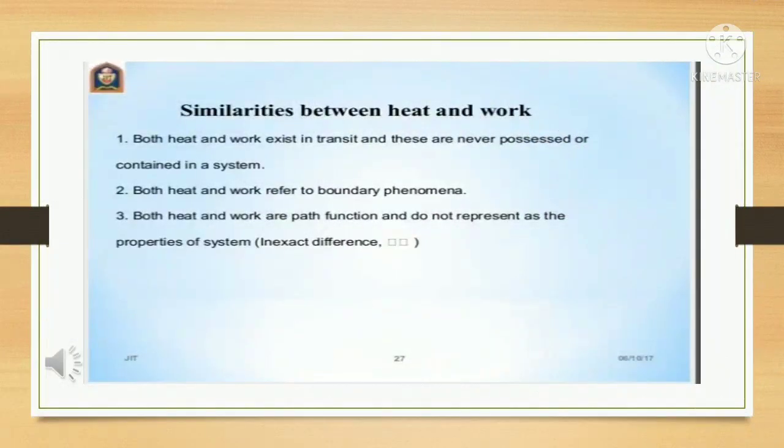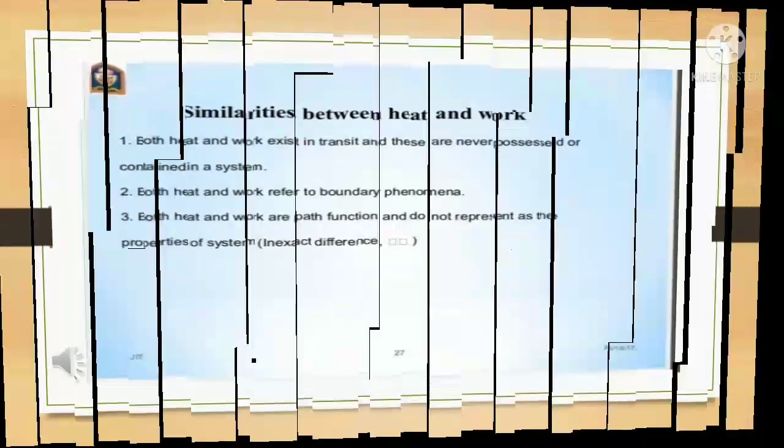Now the similarity between heat and work. Both heat and work exist in transit and are never possessed or contained in a system. Both heat and work refer to boundary phenomena. Third, both heat and work are path functions and do not represent a property of a system.